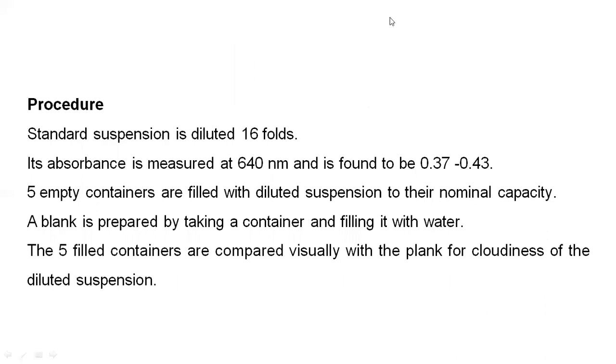Procedure. Standard suspension is diluted 16 folds. Its absorbance is measured at 640 nanometer and is found to be 0.37 to 0.43. 5 empty containers are filled with diluted suspension to their nominal capacity. A blank is prepared by taking a container and filling it with water. The 5 filled containers are compared visually with the blank for cloudiness of the diluted suspension.